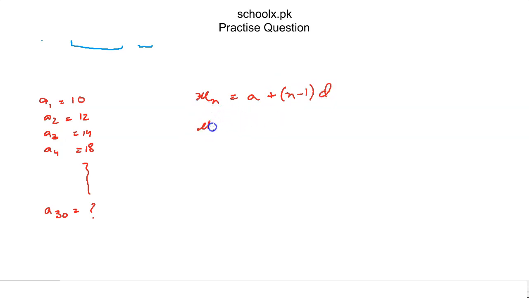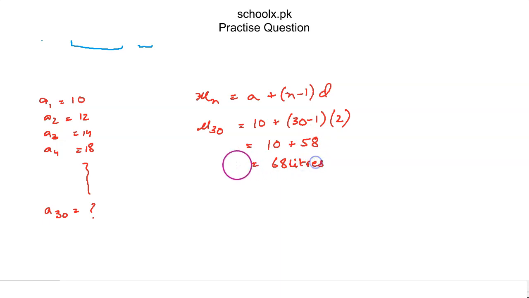We need to find the 30th term, u30. First term is 10, 30 minus 1, d is common difference, which is 2, alright? So this will give us 10 plus 58. So the water loss is 68 liters. 68 liters of water is lost on the 30th day, which is the 30th term of this sequence.